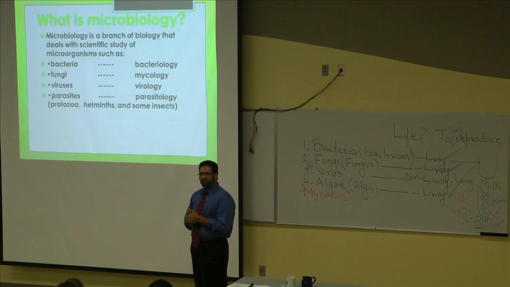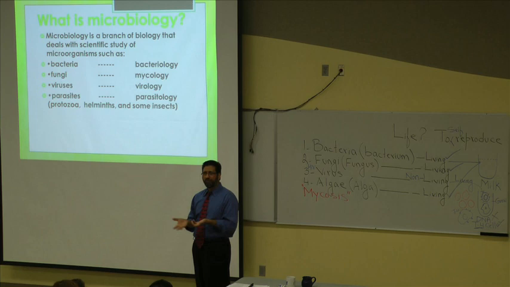Protozoans, amoebas. Some amoebas live in the vagina of the female. That's the normal flora. You don't even know if they live there. But other amoebas live in ponds, dirty water.